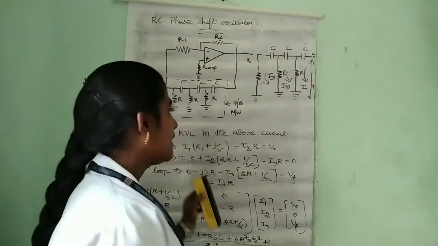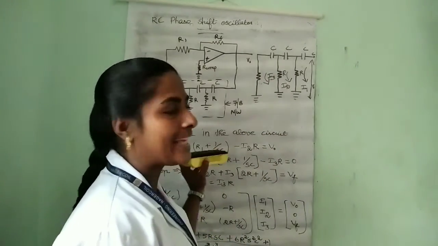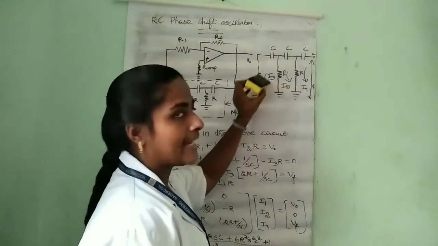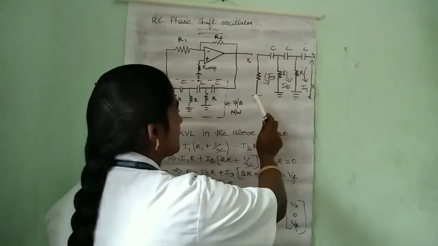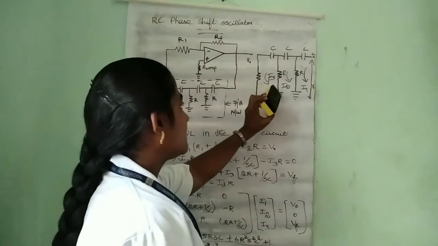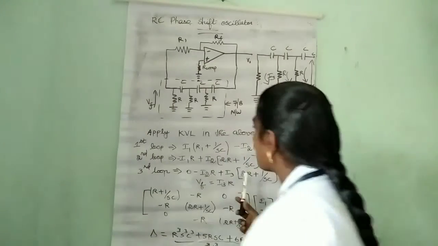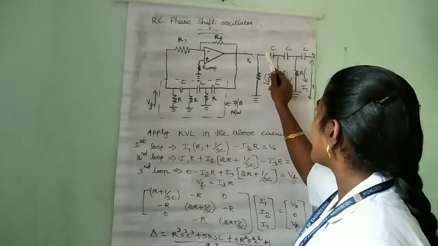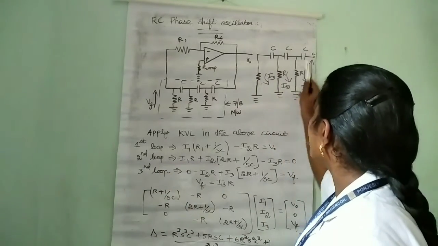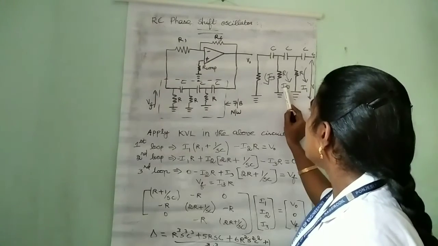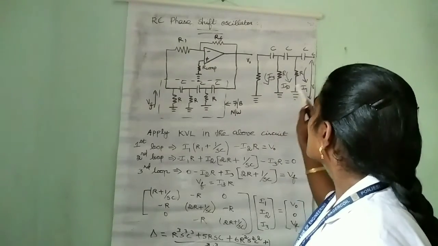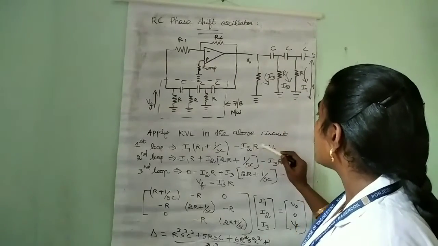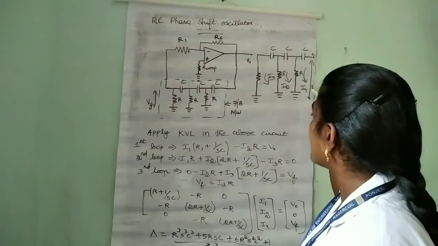In order to apply the KVL equation, we are redrawing this circuit as this equivalent diagram. First you have to apply KVL in the first loop. The first loop is this one, this is the second loop, this is the third loop. So I1 into R plus 1 by SC, minus I2 into R, is equal to V0. Here the voltage is V0.